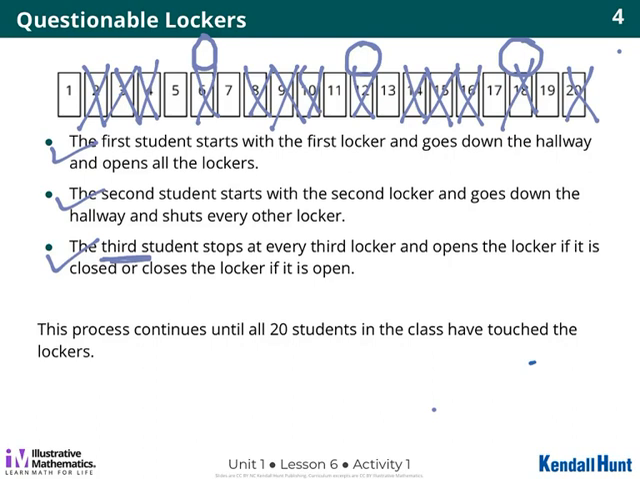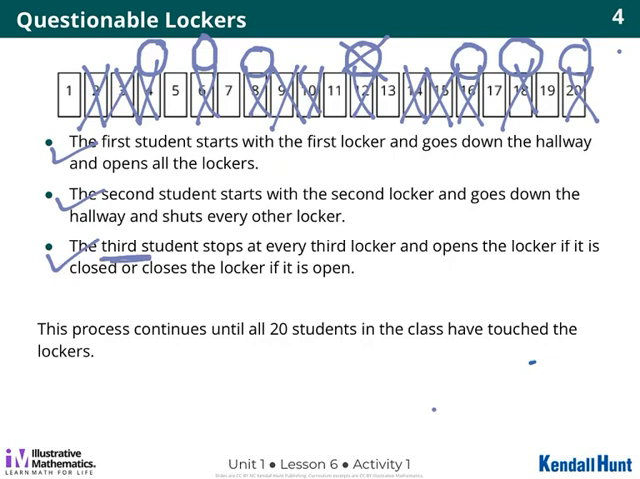Now I go to 4s. So I'm going to start at 4. 4 is closed, so I'm going to put an O to open it. So 4, then what? 8. I'm going to open 8, then what? 12. Oh, I got to close 12. Then what? 16. 16 I'm going to open. Then what? 20. 20 I'm going to open. Do you guys see how I'm doing that? Yeah.